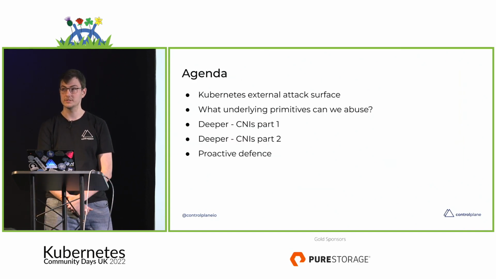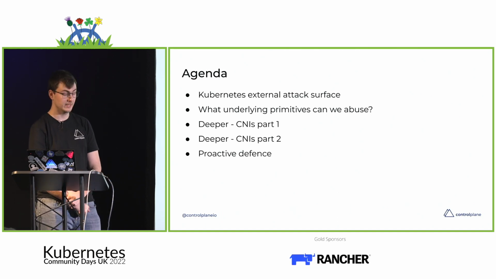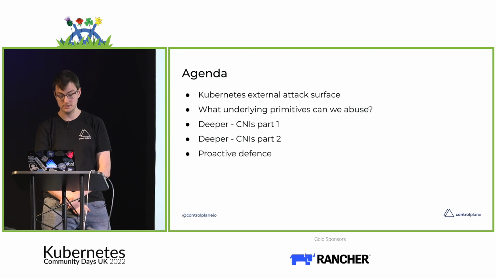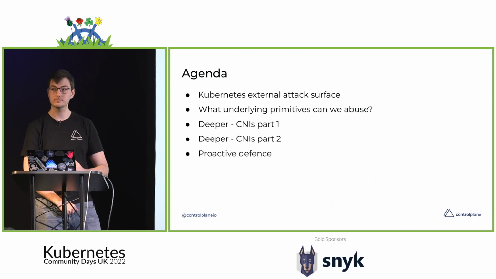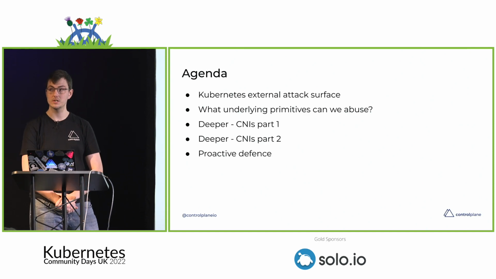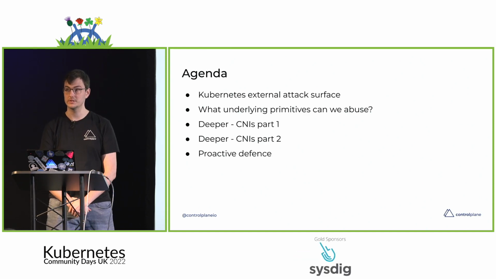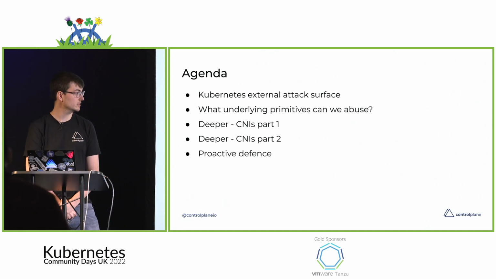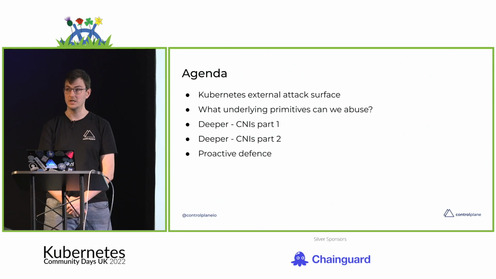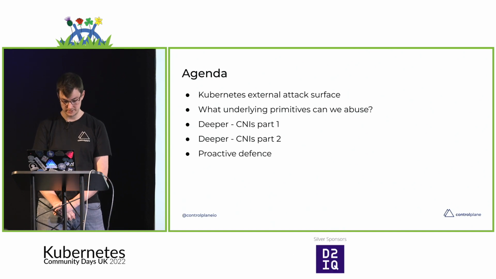So what are we going to talk about today? We'll look at the attack surface of a Kubernetes cluster, what primitives of the cluster network we can abuse, and we will delve a little bit further into CNIs in two different parts, and then at the end we'll have a little bit of a look at how we can defend against some of the issues that we discuss.